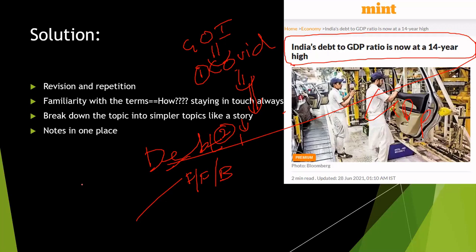Even in your mains answers, if you just give an approximate number, let's say it's 52.8%, you can just say India's debt to GDP is 50%. Nobody will cut any marks for you. But you should not say that India's debt to GDP is just 1% or 2%. That's not even in the ballpark, right? So approximations are always good. Do not try to mug up all these numbers, because there will be a lot of numbers every day in the newspaper.